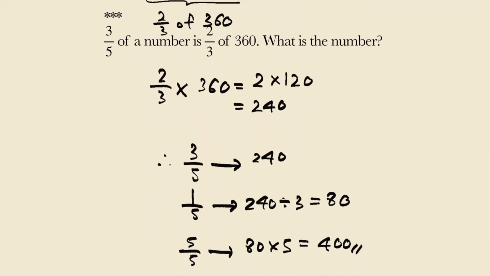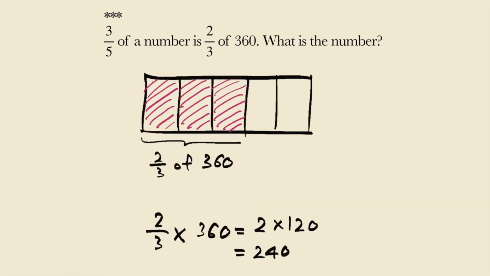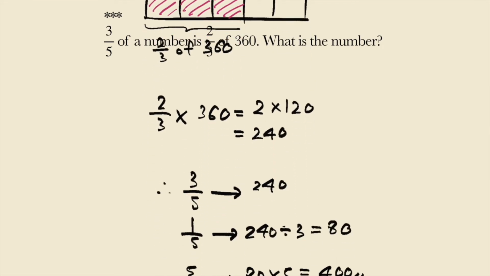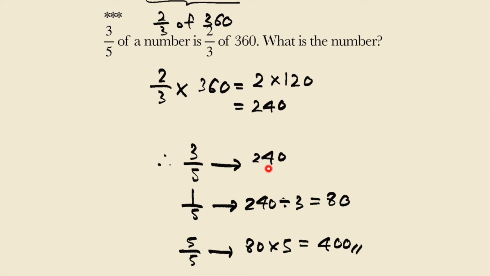So what that means is the 3 units will represent 240. Look, the 3 units here will represent the 240 here. And we're interested in the number, which means 5 units. Okay, so 3 units represent 240, 1 unit is 80, 5 units is 400.